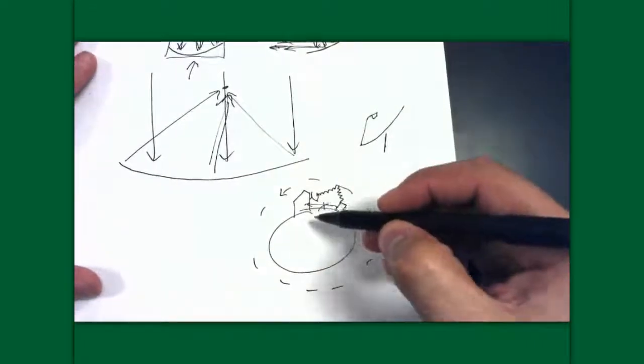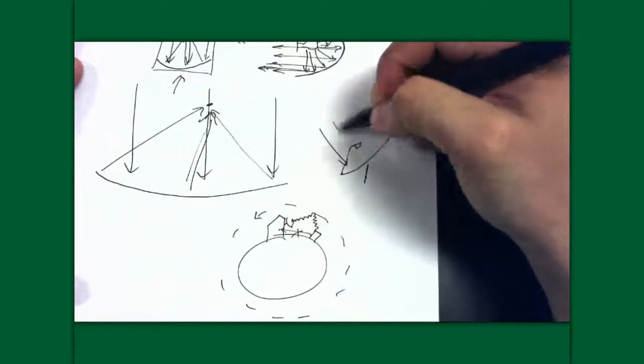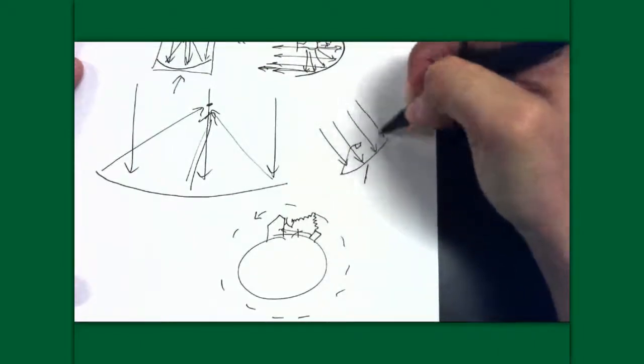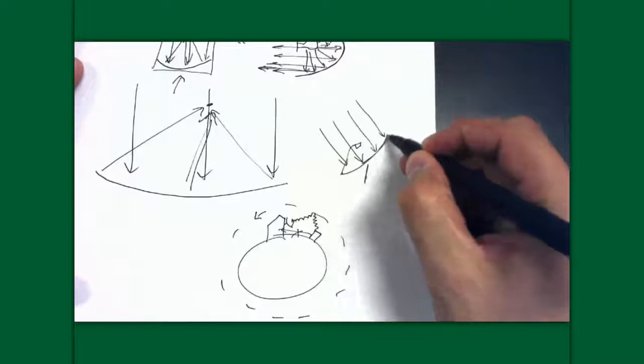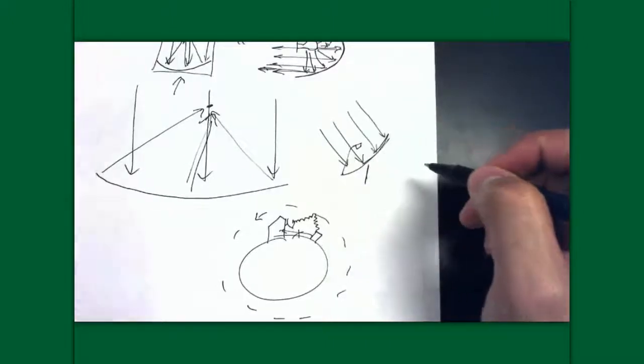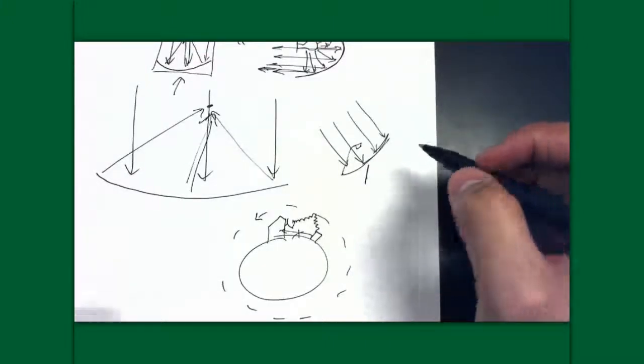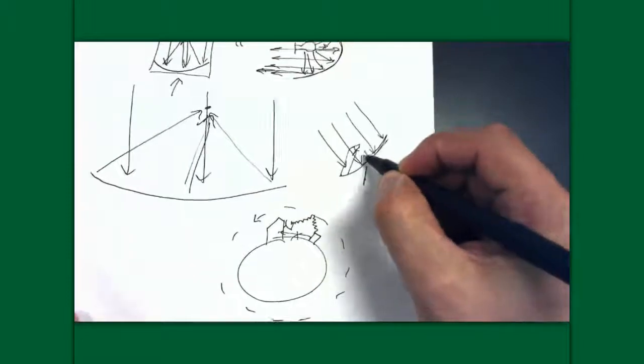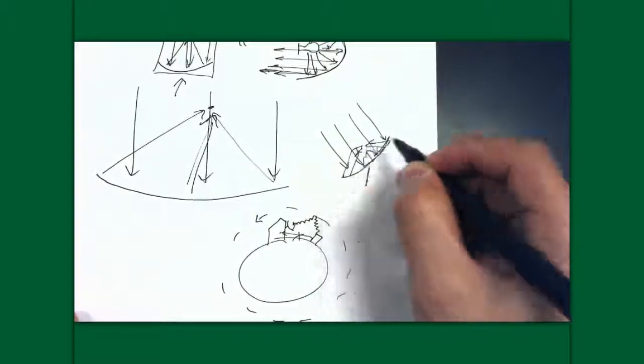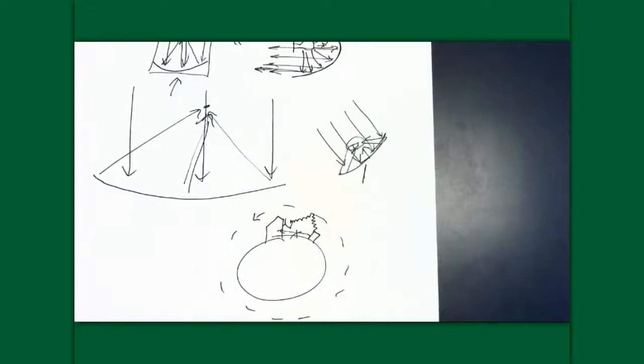But the point is, what happens with the dish is all of those radio waves, microwaves, whatever they are, come into the dish, which is really just a concave mirror that's designed to reflect radio waves and microwaves instead of visible light. And all of those rays will be reflected to the center, to this focal point.